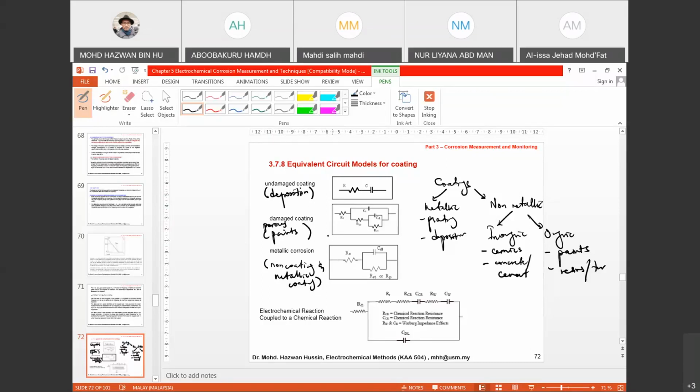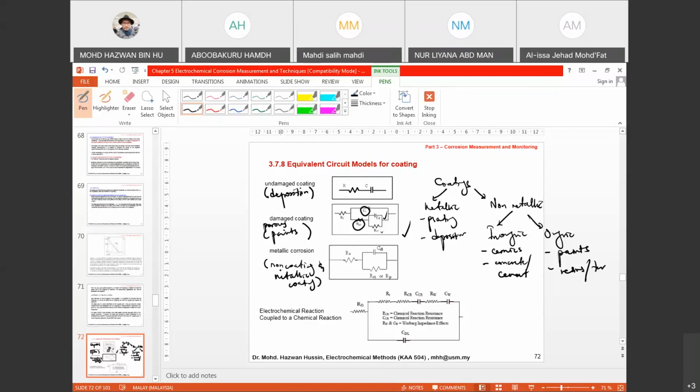Okay. So for damaging coating, next on we will look more on this. It actually produces a porous material, a layer that is porous. It can easily absorb water and oxygen. Okay. And that is why you have an additional pore resistance and coating capacitor over here, apart from charge transfer resistance and double layer capacitor here.